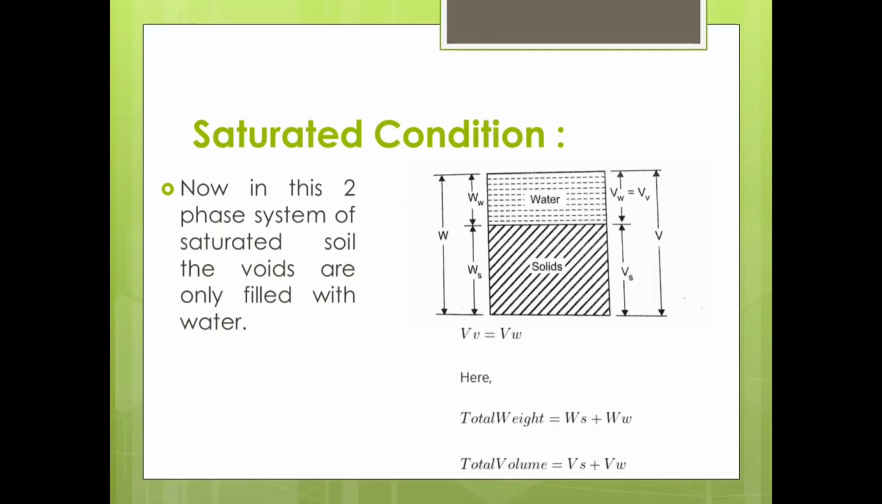The volume of the total soil mass is constituted by the volume of solids and the volume of water. And the total weight here is constituted by the weight of solids plus the weight of water. So this is the second condition of the two-phase system.